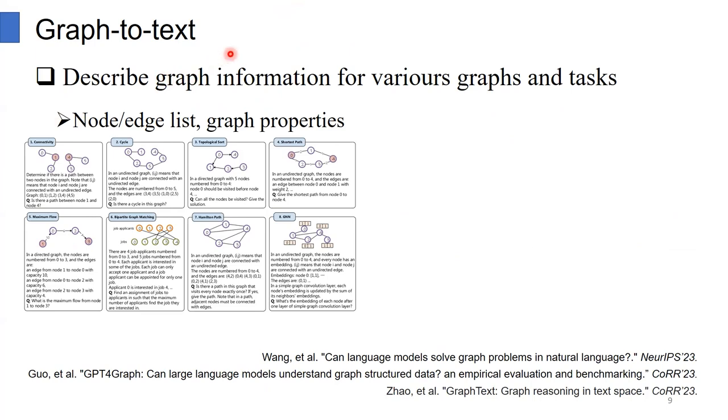In graph-to-text models, they describe the graph a bit more. Graph-to-token is basically describing the graph structure only. But in graph-to-text, we can also include various other information, not only about the graph, but also about the tasks. I think it might be a bit small to see here, but the general idea is that we can describe the task you are trying to do. For example, what is the maximum flow from node one to node three? Or if we want to do a classification, we can describe the classification task using text.